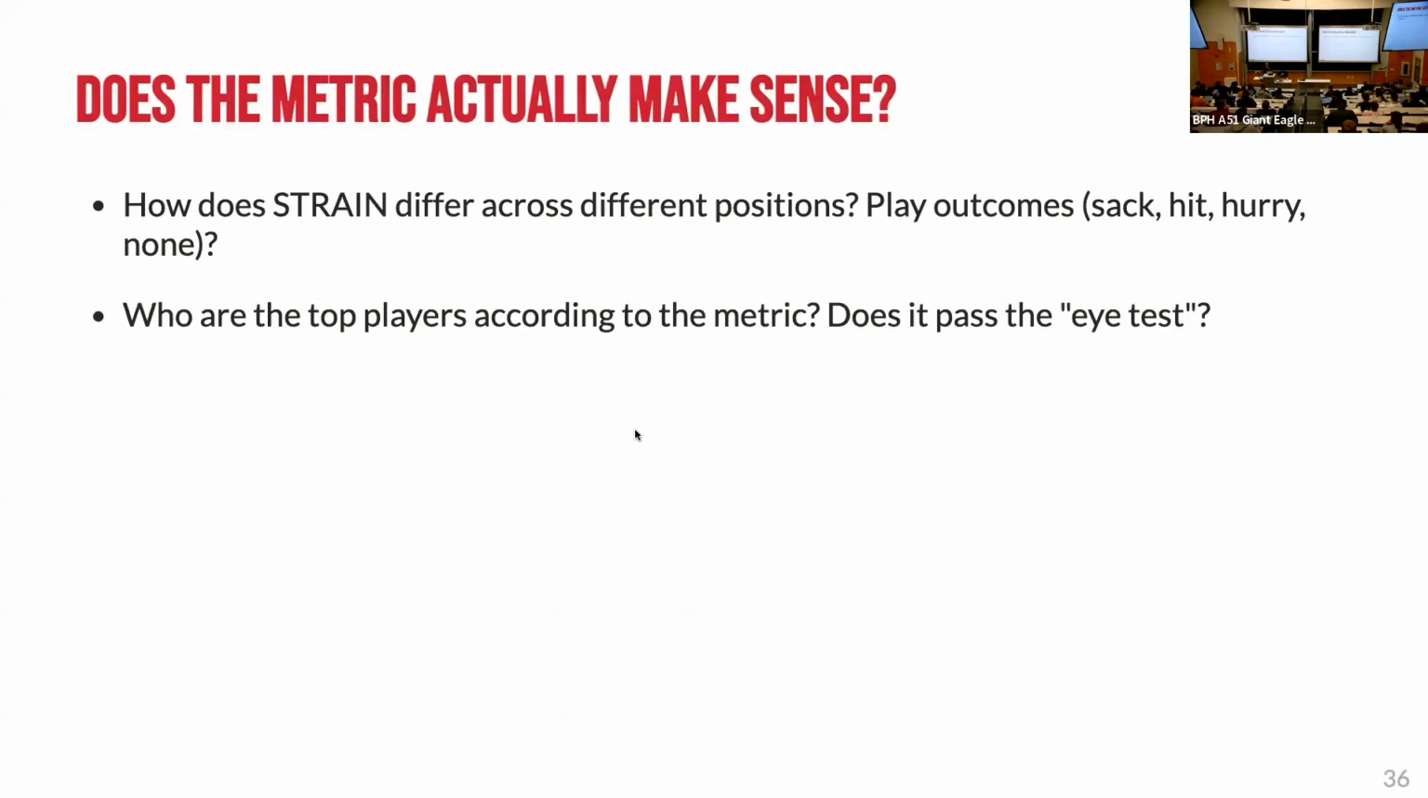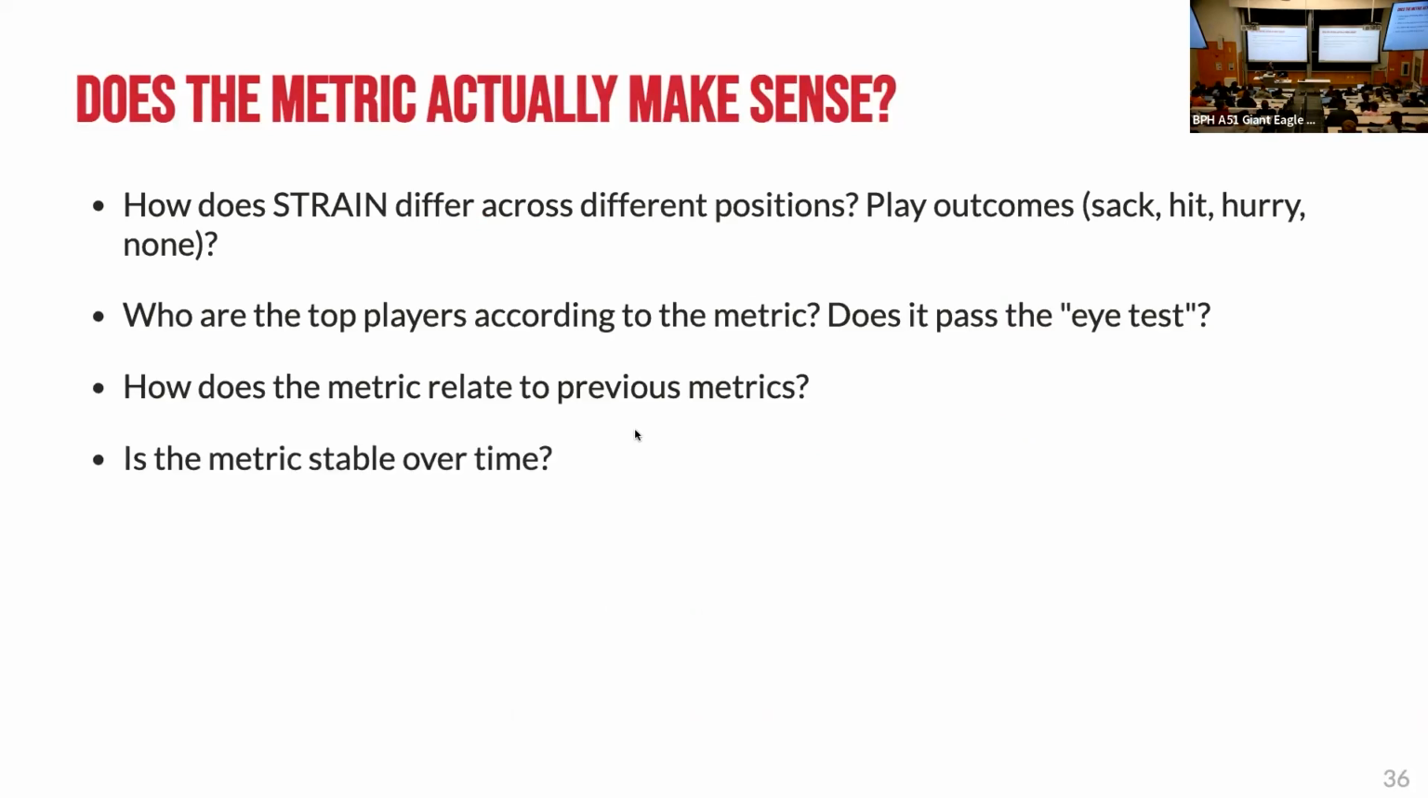Okay, so we have a few questions here. How does strain differ across different positions? We can show that for interior rushers versus edge rushers, for example. Also, how does strain differ across different play outcomes? Sack, hit, hurry, versus none of those.